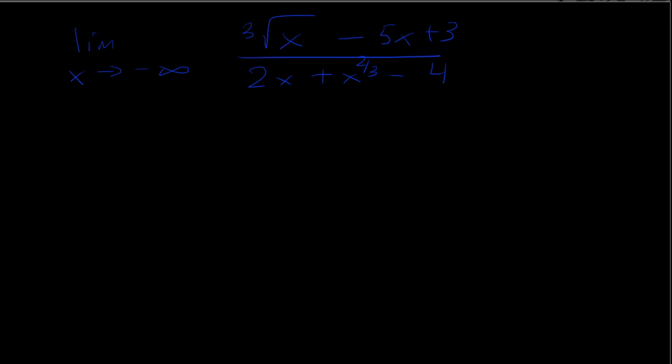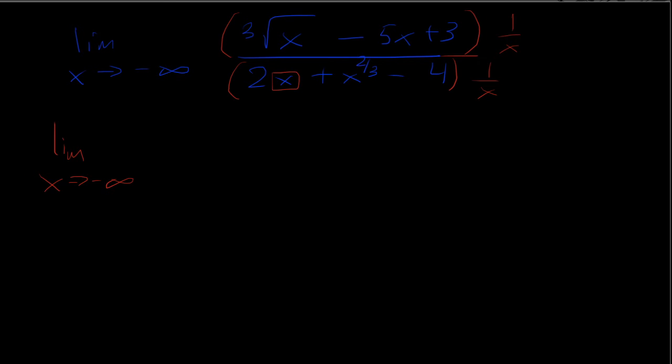Okay, let's say we have the limit as x approaches negative infinity of cube root of x minus 5x plus 3 over 2x plus x to the 2/3 minus 4. Here I'm going to identify the highest degree on the bottom, the highest term, which is the x. So I'm going to multiply top and bottom by 1 over x.